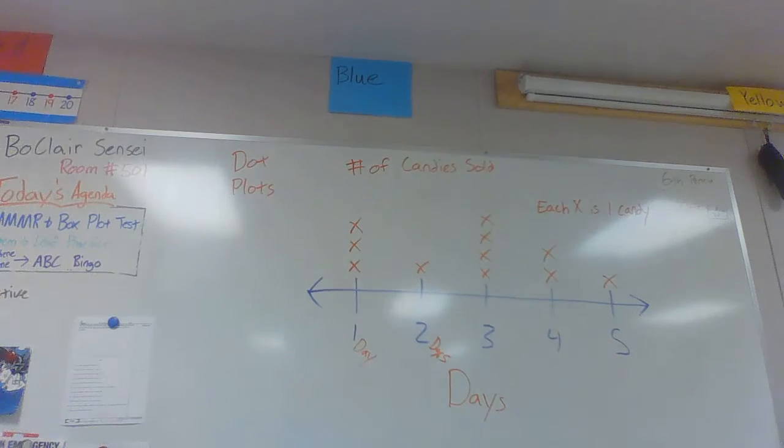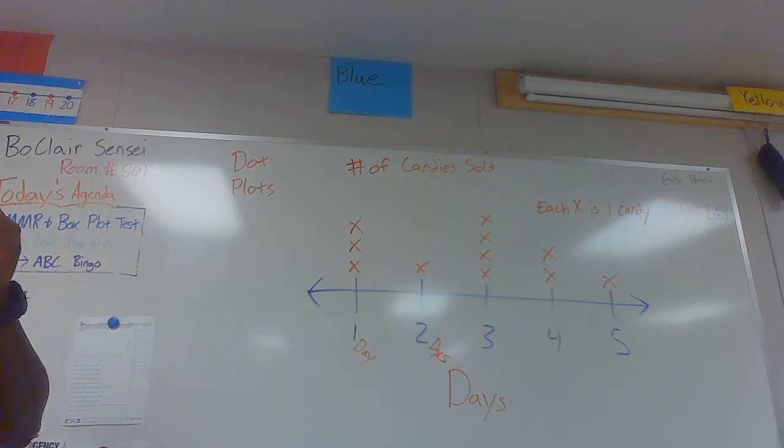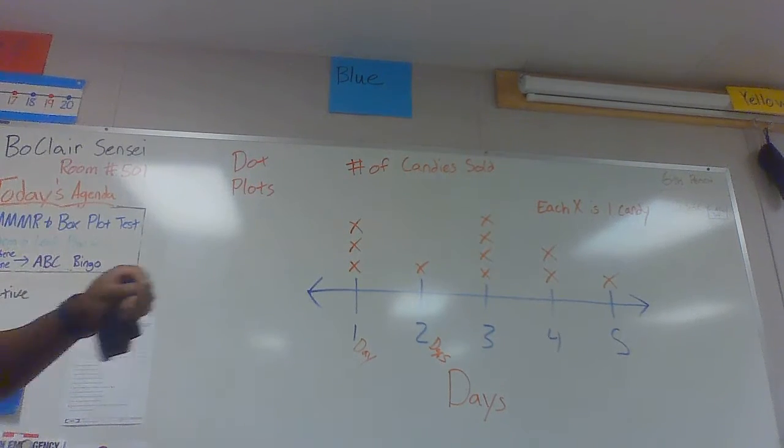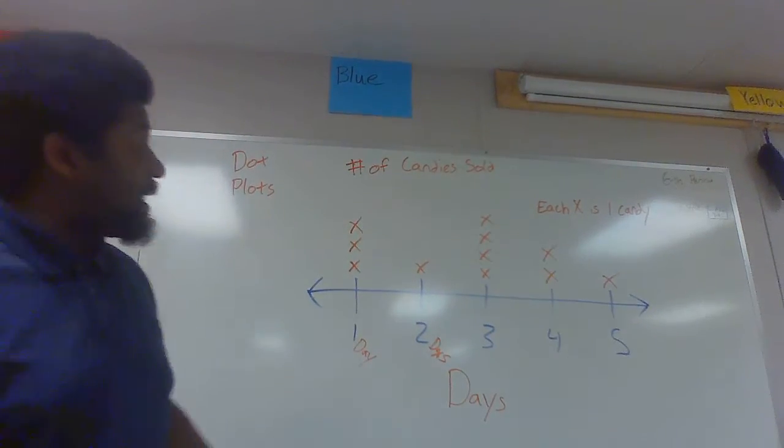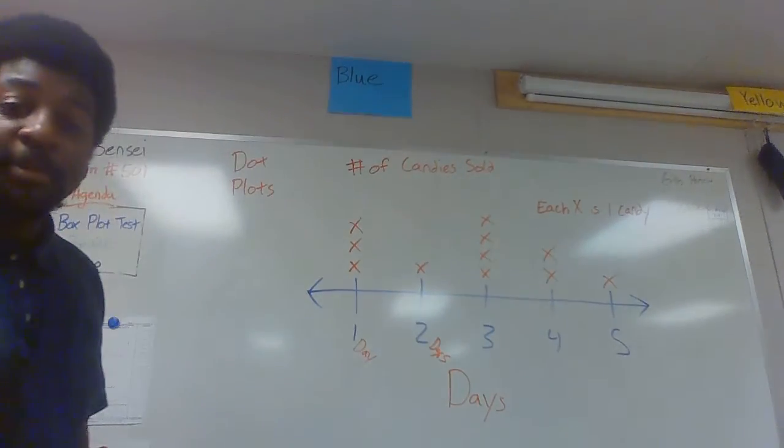Another question you might have to think about is, let's say which day did I sell the most candy? Looking at that, each X is a candy. We should be looking at the X's to see which day I sold the most candy. That would have been day 3.